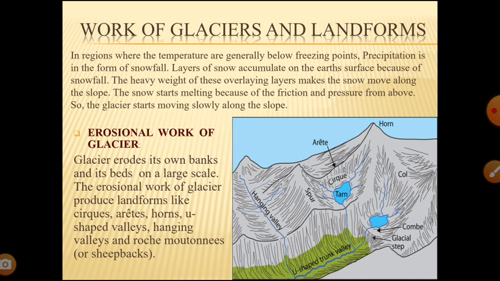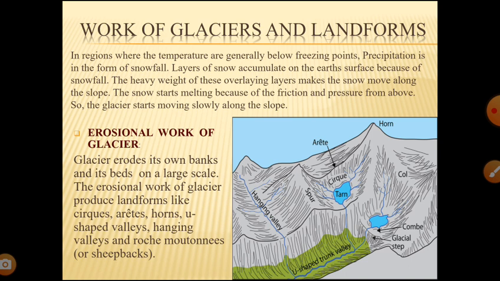Glaciers start moving slowly along the slope. Now, children, I want to tell you the meaning of glacier. Glacier means a mass of ice. Now we are going to see erosion work by glaciers.